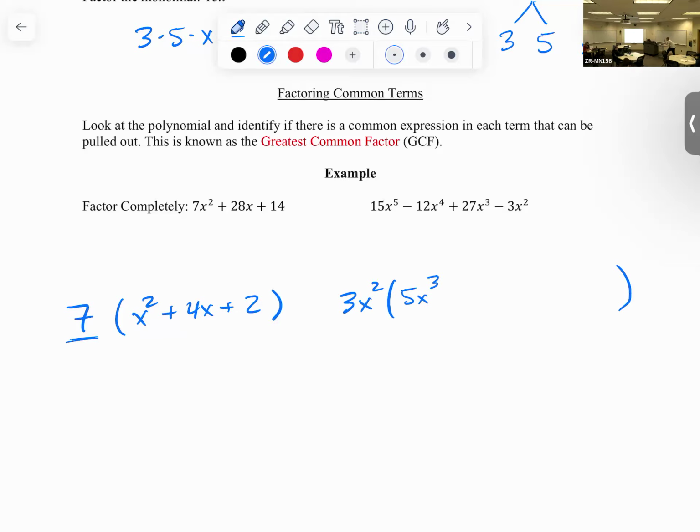These are those rules of exponents that we were doing in chapter 5. Minus, notice the operator doesn't change, okay? The addition or subtraction remains the same. What's left in the second term?